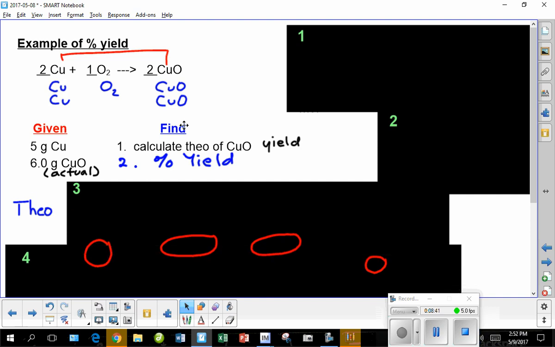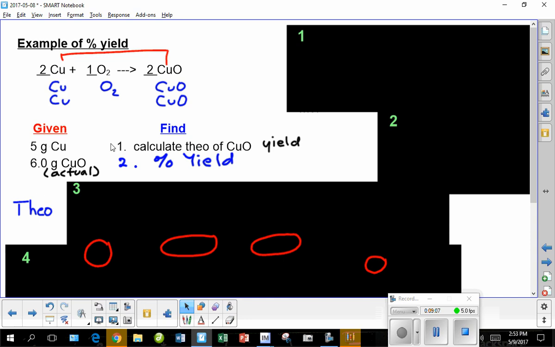We have a given and find. This first number is how many grams of copper, one of the reactants, we are starting with. This would be about 10 times more copper than we did in the demonstration. So the copper is what we call the given. The actual is the other part of the given.